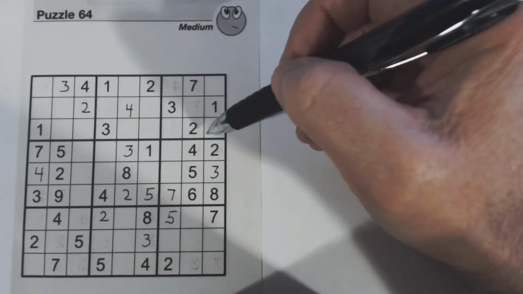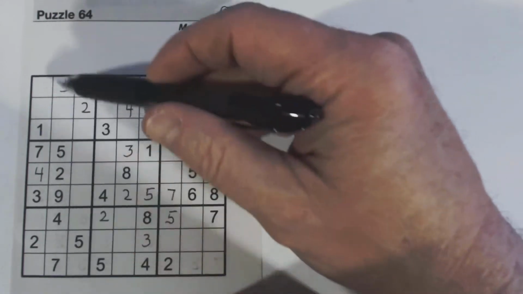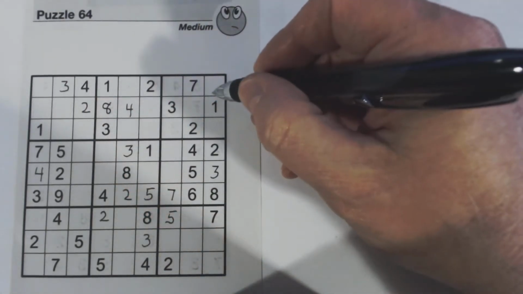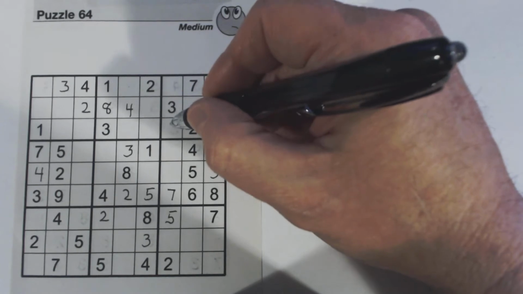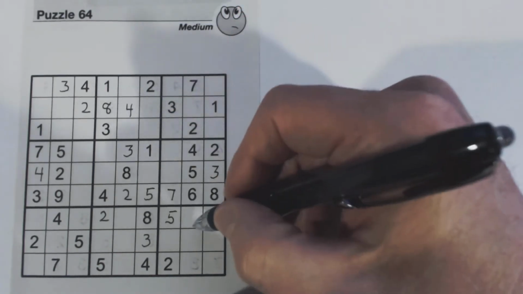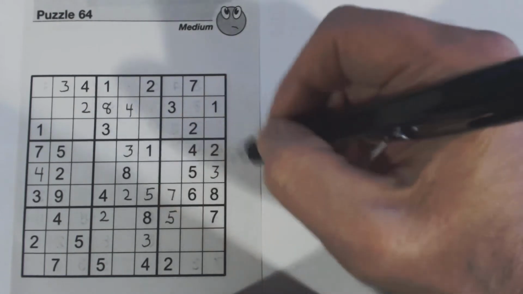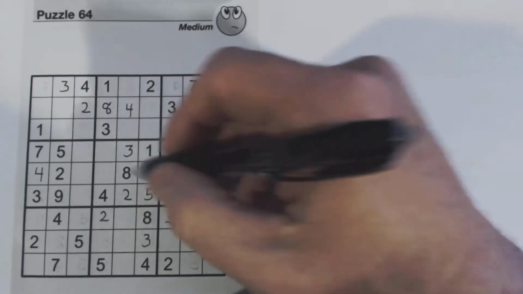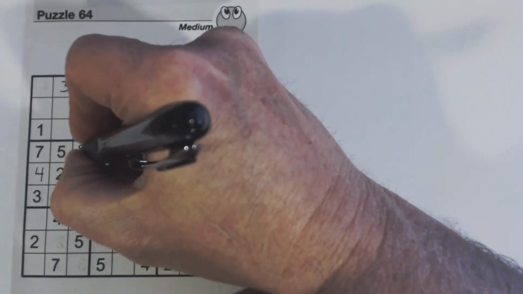8's. Okay, no 8's here, so any of those is an 8. Okay, so we've got an 8 here, and I'll do that in a minute. Got 8 and 8 there, so that's an 8.